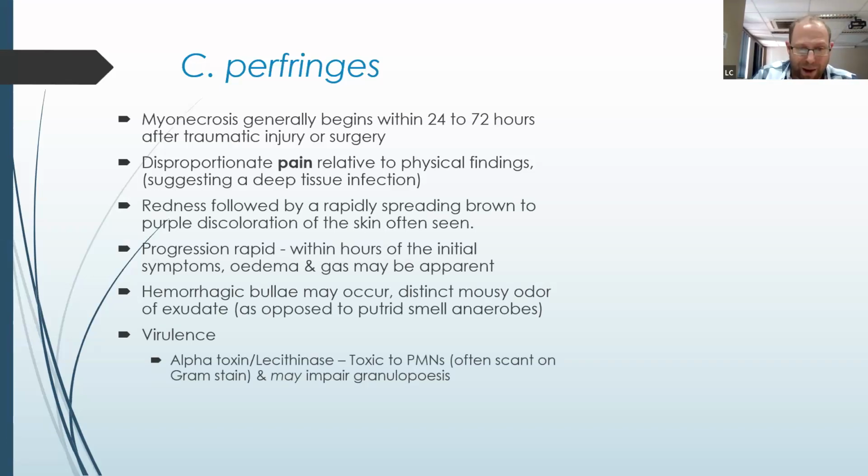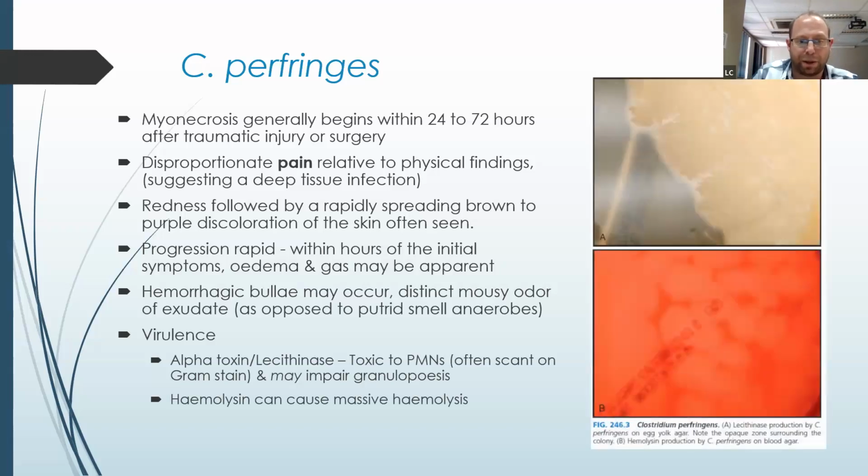They're often scant on the Gram stain of tissue specimens, and it may in fact impair granulopoiesis, or the attraction of, or the production by the bone marrow of, the polymorphs. Hemolysin, it's one of the few infections where the fact that they're hemolytic on the agar may translate into overt clinical hemolysis. In fact, massive hemolysis in some scenarios has been well described.